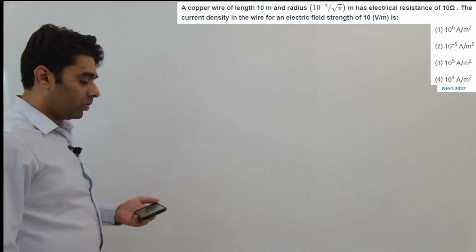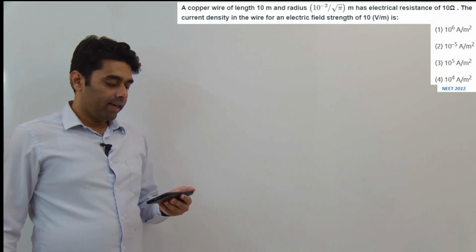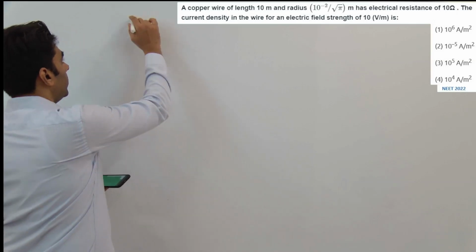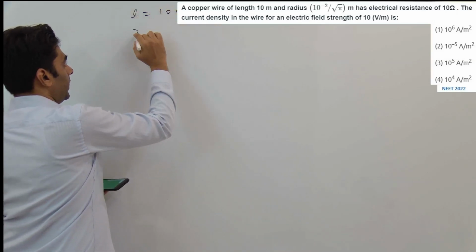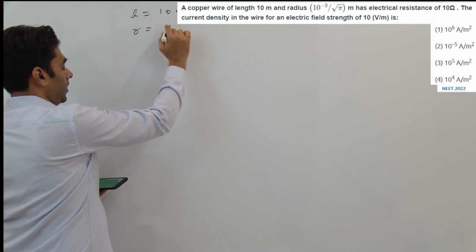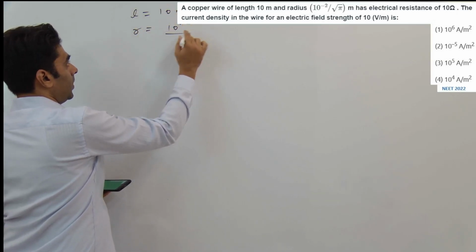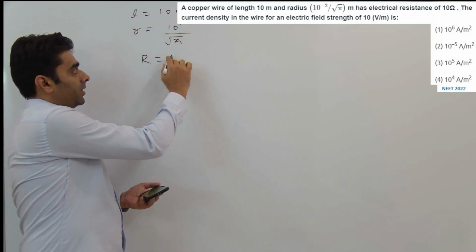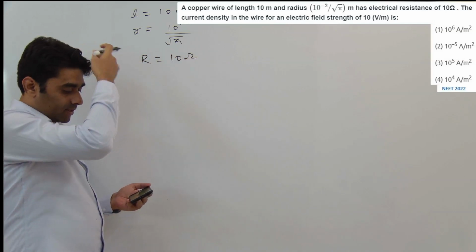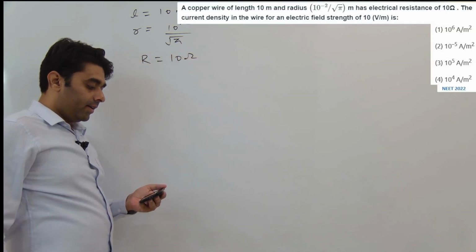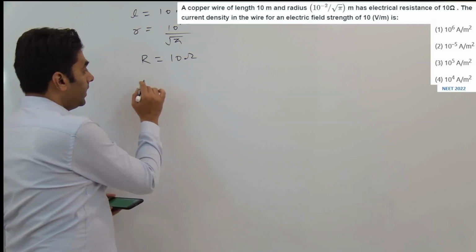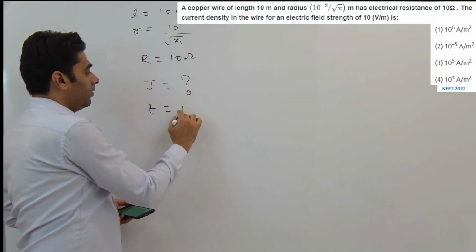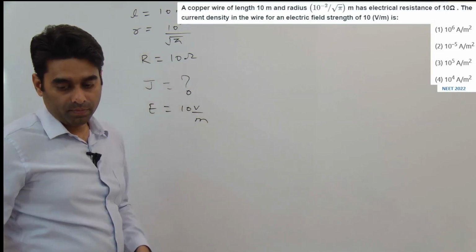So our next question says, a copper wire of length 10 meter and radius 10 power minus 2 by root pi. Let us see. Length is 10 meter, radius denoted by small r is 10 power minus 2 by root pi. It has electrical resistance of 10 ohm, resistance capital R is 10 ohm. They are asking us the current density in the wire for an electric field strength of 10 volt per meter. Current density is J, for electric field of 10 volt per meter. How to do this? Let us see.